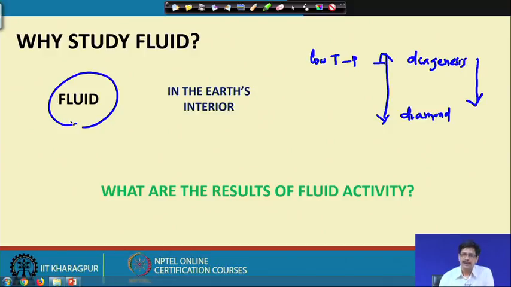So, this fluid that we are talking about needs to be well understood and characterized, and we need to retrieve the conditions at which such fluid operated in the interior and gave rise to different types of features, different types of rocks, mineral deposits, and melting of rocks, and so on. So, it is essential that we apply these kinds of techniques to understand the processes operating in the interior, and the results of the fluid activity, as we have discussed.